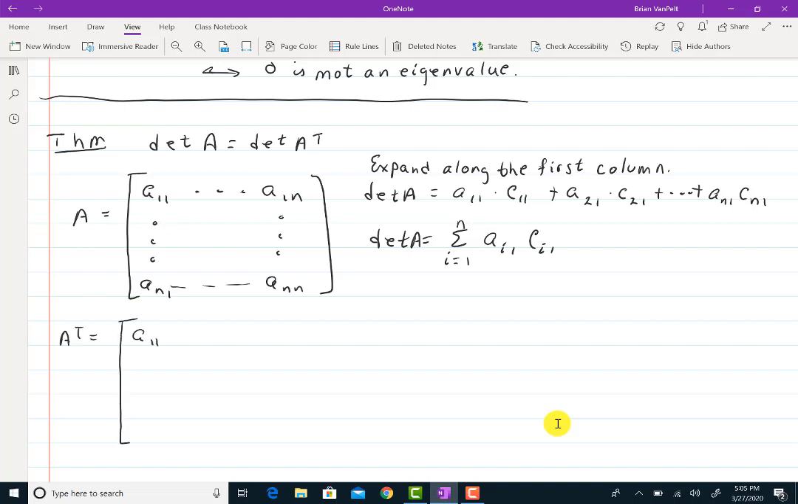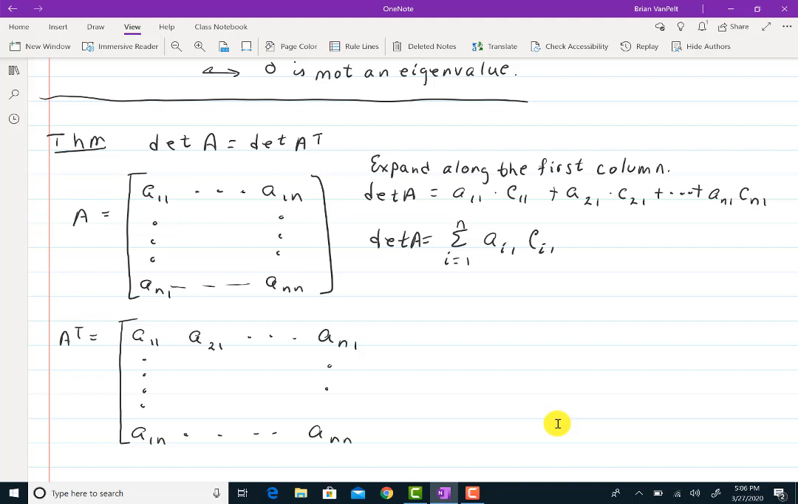I'll still have A11, but this time what was the first row is now the first column, A1n. And then along the first row, instead of having A12 next, you'll have A21, and then you'll have AN1. So the first column became the first row. And then it still goes to the same spot, ANN, when all is said and done.